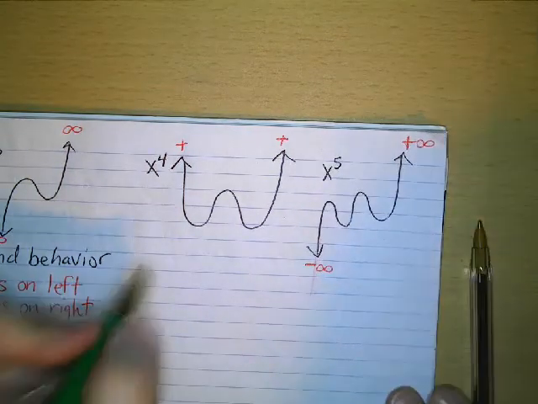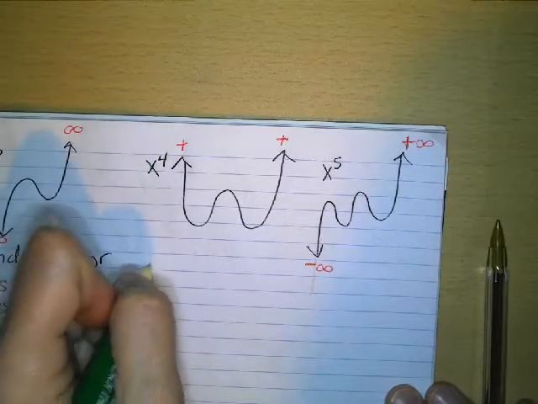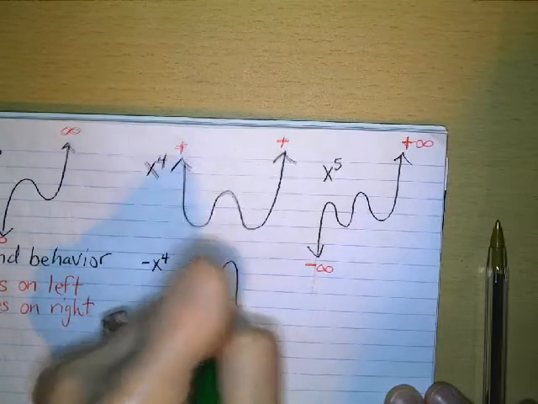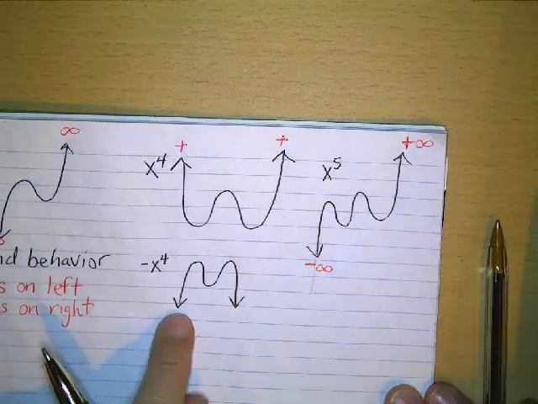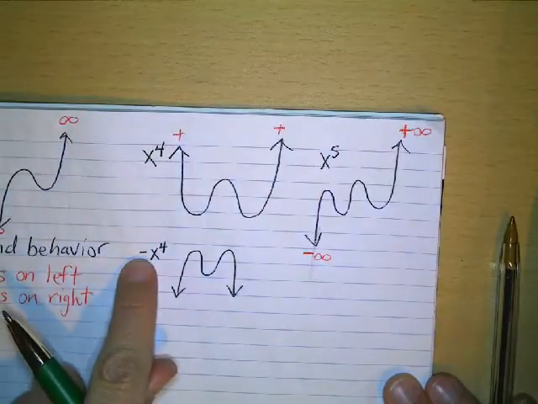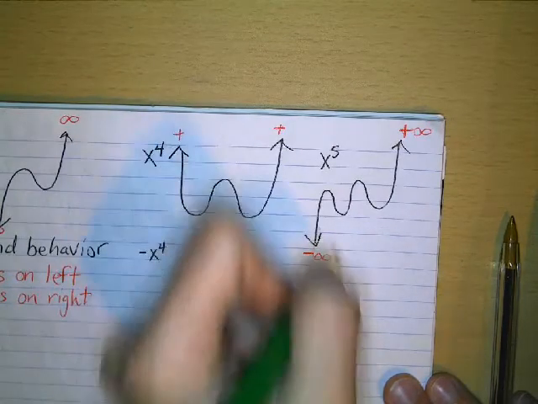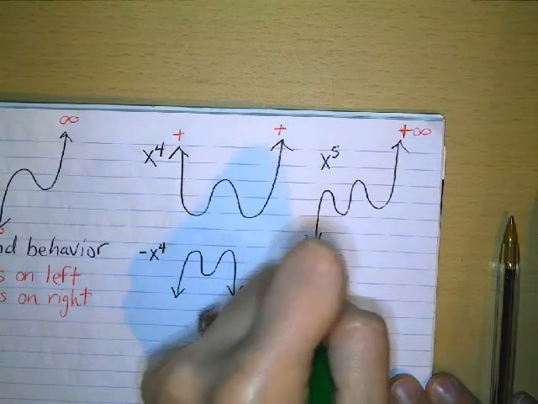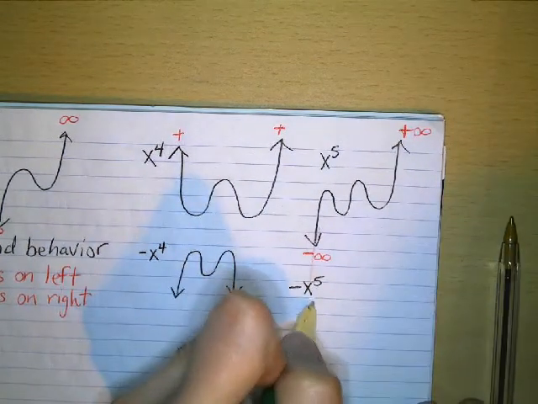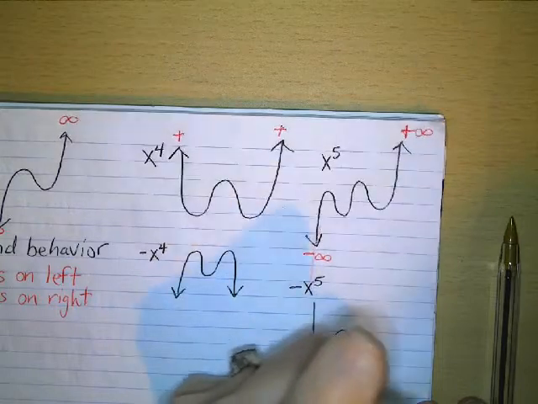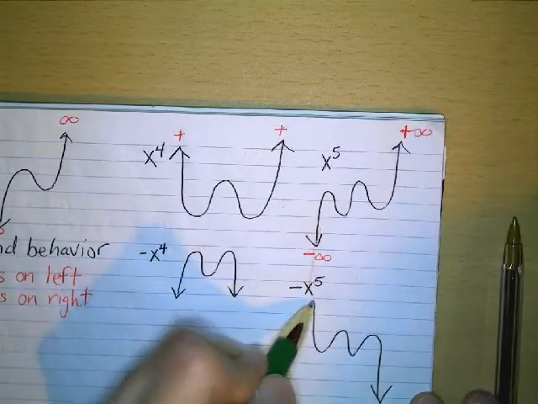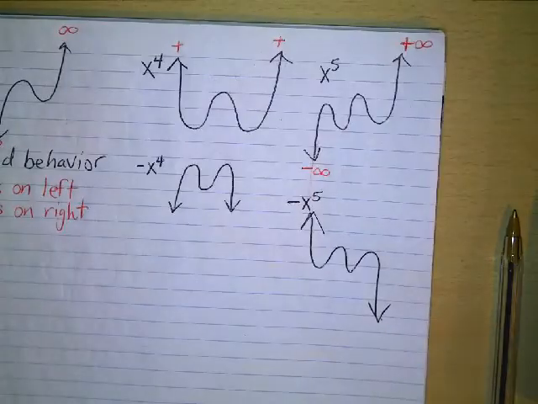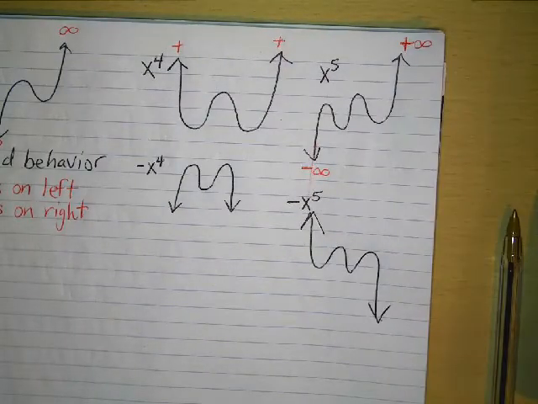Okay, now graphs can flip around. We've done reflections before. If this would have been negative x to the fourth power, then the graph would have looked like that. It would have been pointing down on both sides if it has a negative in the front. Same thing with the fifth power. If it would have been negative x to the fifth power, then the graph would have been flipped around the other way, and it would have looked more like this, where this side's pointing up and this side's pointing down. It would be opposite. It flips the whole thing around.